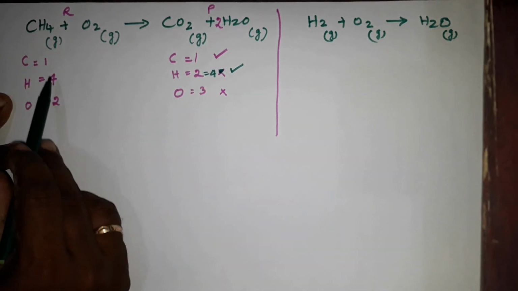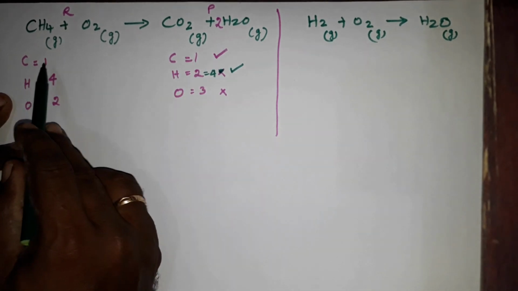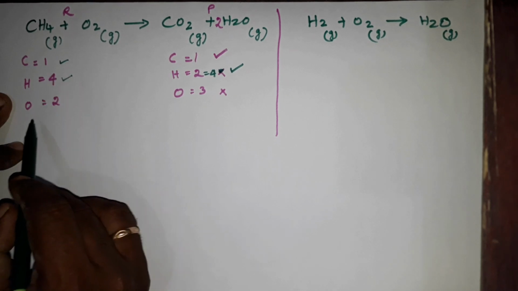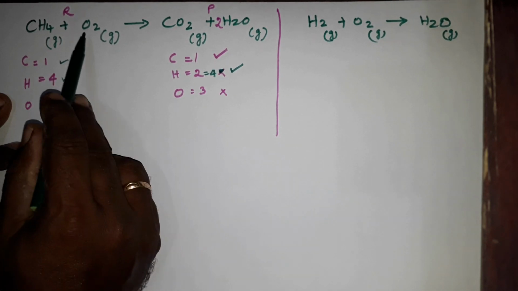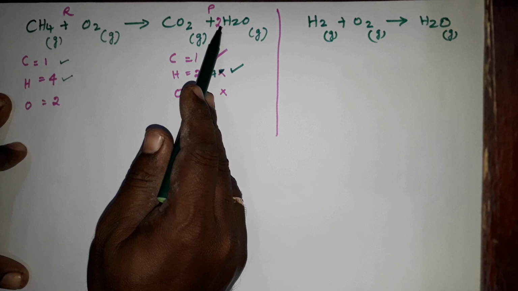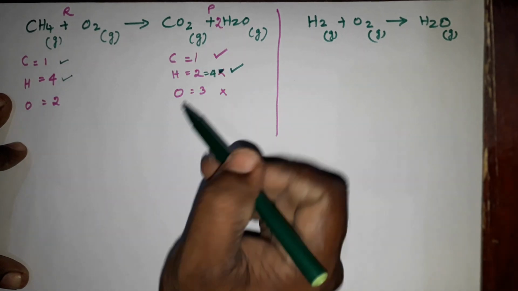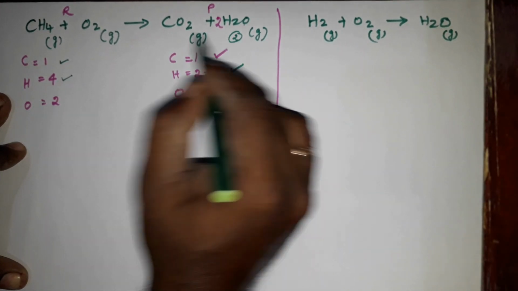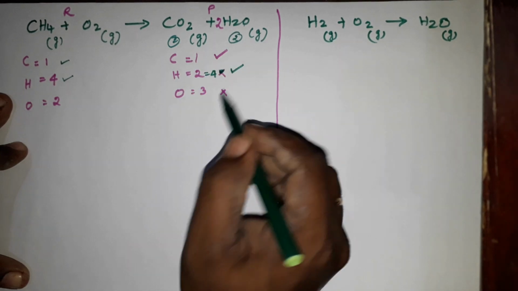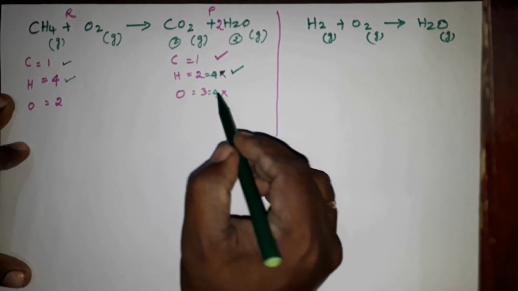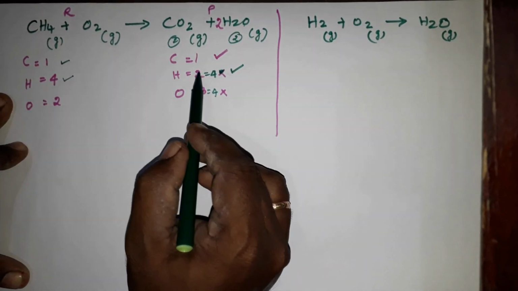Then this side 4 hydrogen atoms. So carbon is balanced, hydrogen is balanced. Now come to oxygen. Here 2 oxygen. Here now you see 2 plus 2. See this side 2 oxygen. Here also 2 oxygen, total 4 oxygen is there. There are 4 oxygen atoms.